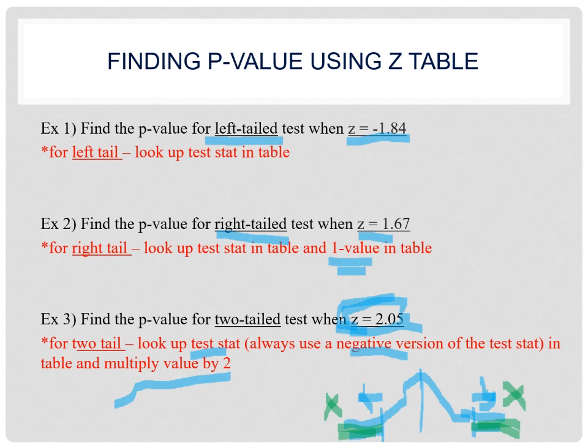Because remember, that's what a two-tailed test is. It's doing less than and greater than at the same time. So if we multiply the p-value by 2, that's what will get us both less than and greater than.